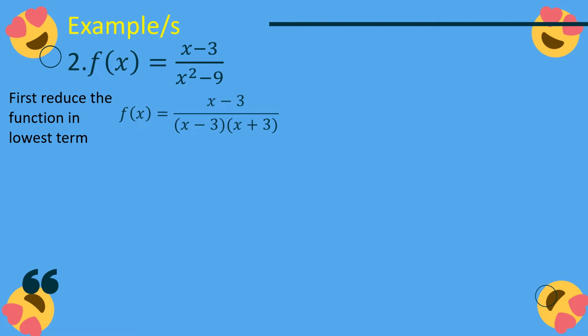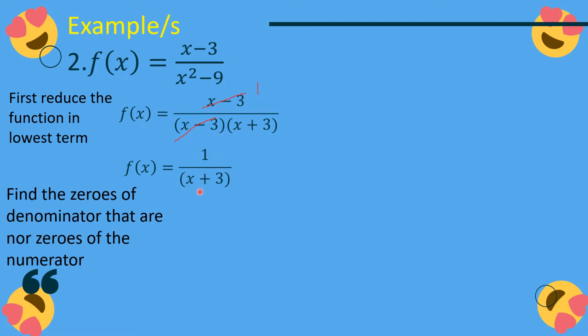So, ika-cancel natin etong dalawang to. Kasi, x minus 3 divided by x minus 3 is equal to 1. So, may naiwan na 1 sa numerator. Ito na po ang magiging bago natin na equation. So, f of x is equal to 1 all over x plus 3. And then, dahil 1 na lang naman ang naroon sa numerator, so, pwede na natin gawin yung second step. Find the zeros of the denominator that are not zeros of the numerator.